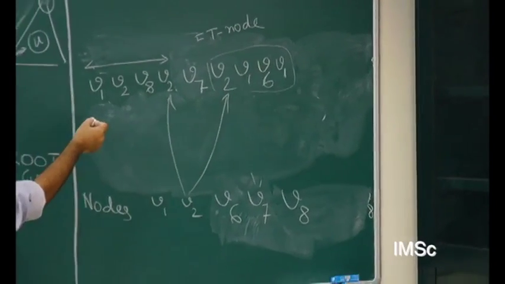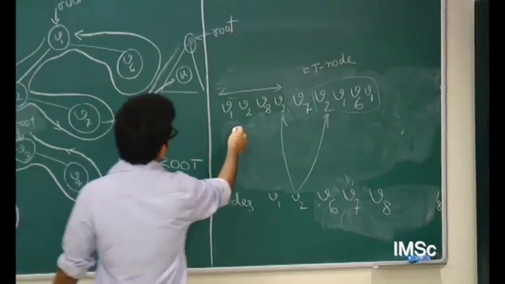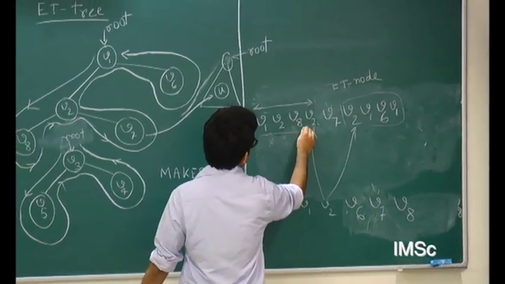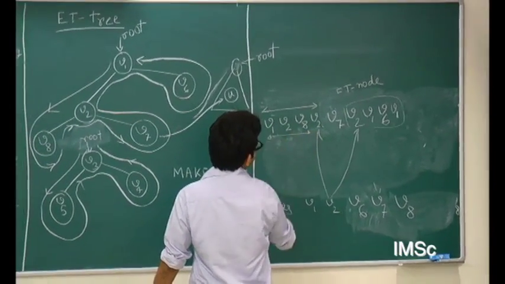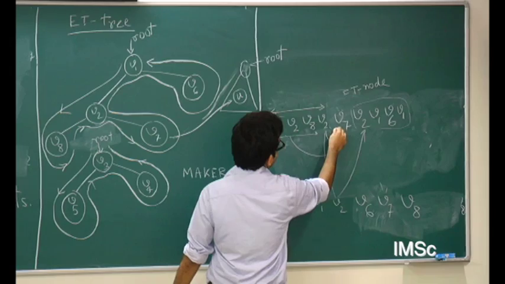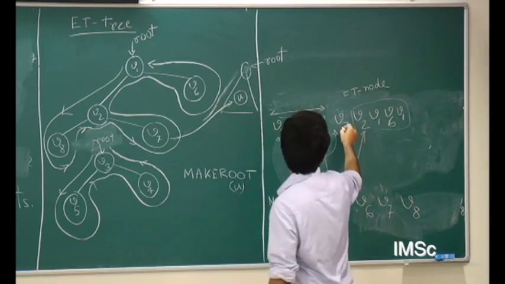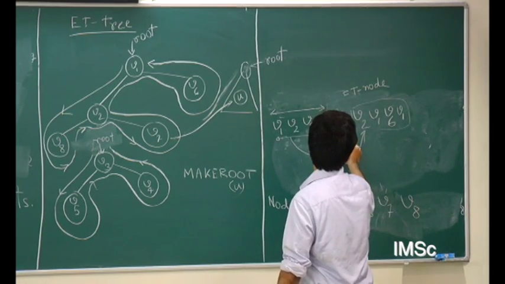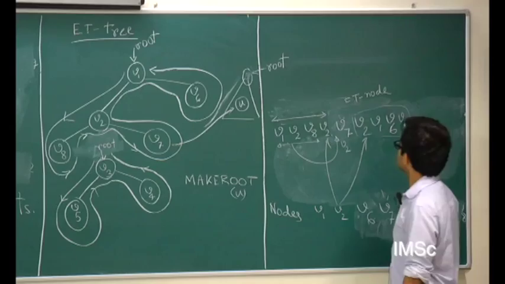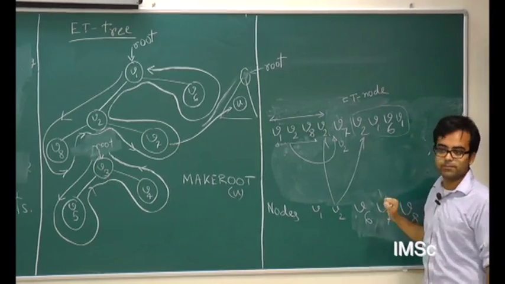Can I say this, that it's V1, V8, right? So, look at this portion. This portion will go here. And then we will add one more occurrence of V2, and then this portion will come here.